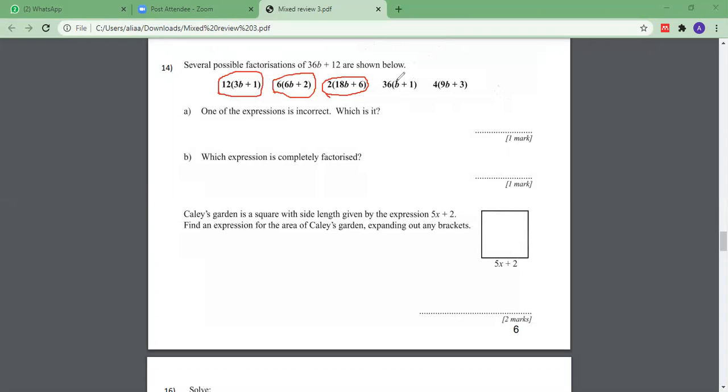Okay, here, if I took 36 common, 36b divided by 36 will be b, but 12 divided by 36 is 1 over 3. So this is wrong. If I divide it by 4, it will be 9b, and this is correct. So the only factorization that's not correct is 36 bracket b plus 1. Okay.